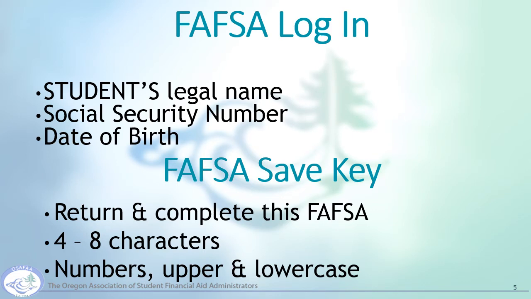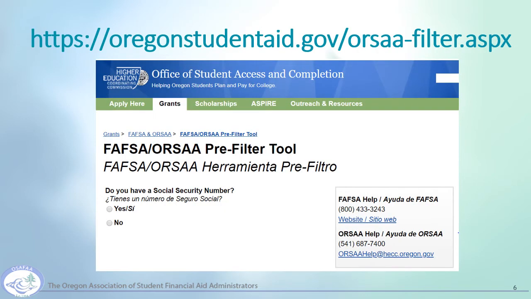When beginning a FAFSA transaction, students will be asked to create a FAFSA save key. This extra layer of security allows students to save an incomplete FAFSA and return to it later. It also allows a parent to log into the FAFSA without the student present to provide information or to sign the FAFSA, for example. Let's move on to the ORSA.